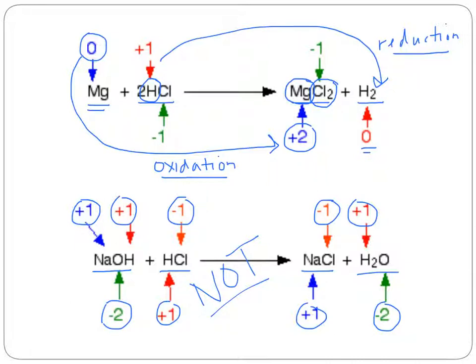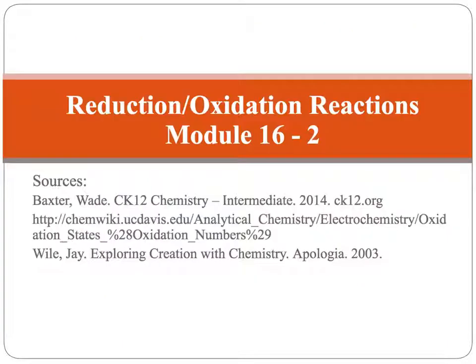So redox reactions are only a subset of all the chemical reactions. Not all reactions involve a transfer of electrons. So that covers what I want to say about oxidation numbers. Hopefully this will help you understand how you work with the numbers, how you calculate them, and how you use them to determine if a redox reaction is occurring.